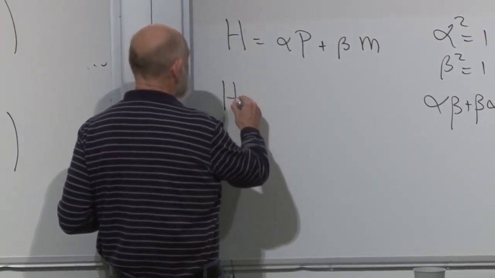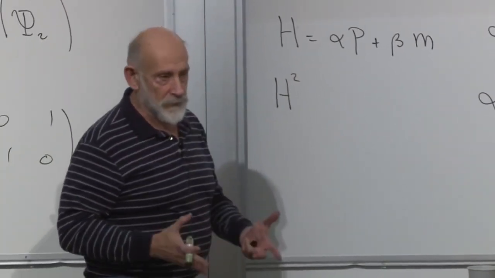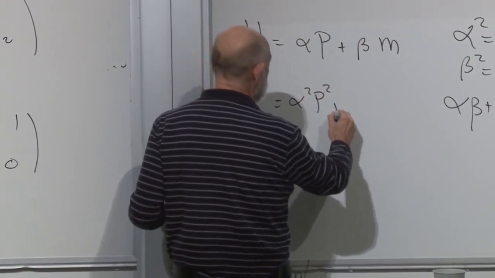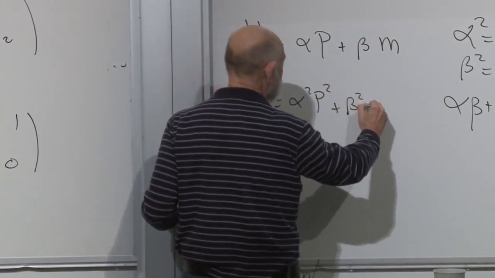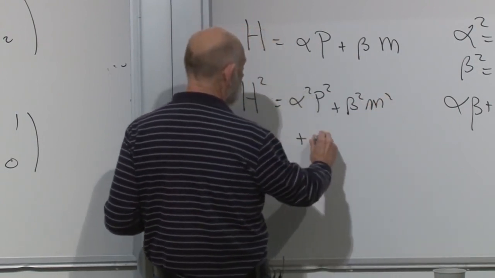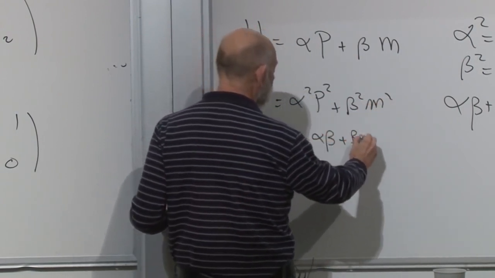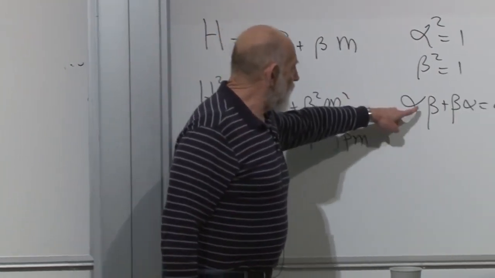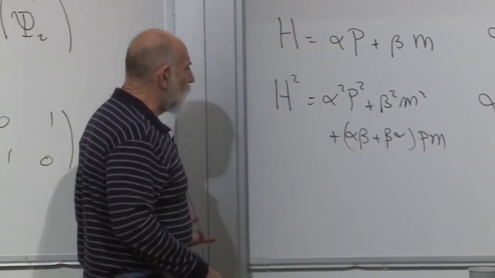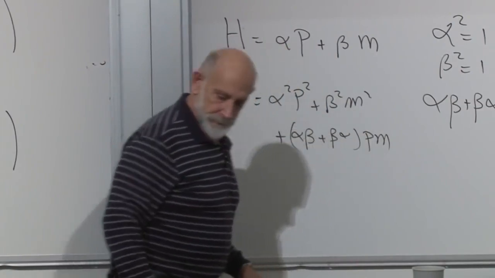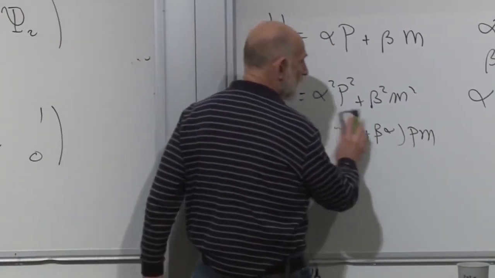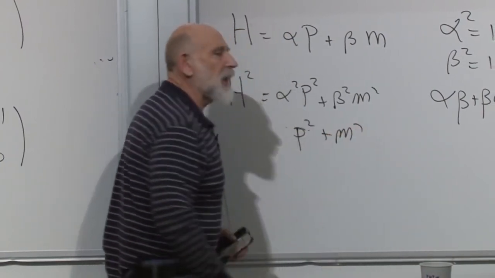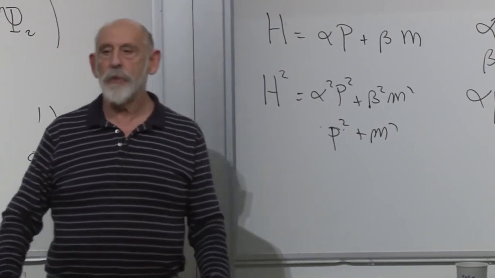Now, consider h squared. That's the square of the energy. That's the operator that governs the square of the energy. Well, that's going to have one term, which is alpha squared p squared, another term, which is beta squared m squared, and then yet another term, which is alpha beta plus beta alpha times p times m. But we were lucky. Alpha beta plus beta alpha is identically equal to 0, and so the only terms that are there are p squared plus m squared, which is exactly what we want for a relativistic particle with mass.